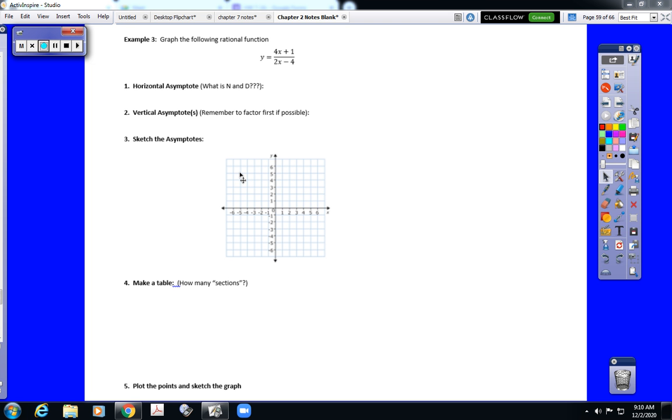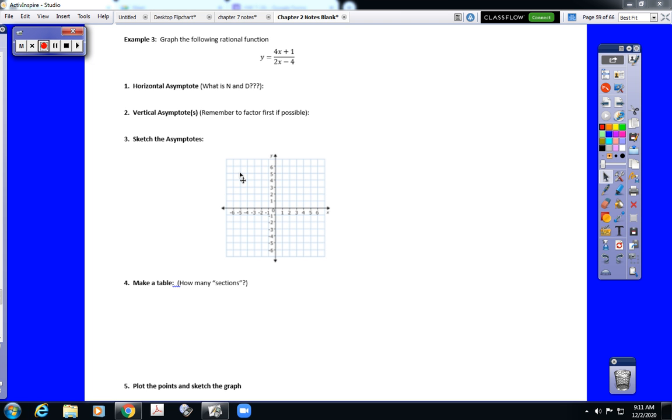In the first video of the three for this particular set of notes, we talked about how to find vertical and horizontal asymptotes for a graph. Now we're going to actually graph. So here we're going to graph the rational function y equals (4x plus 1) over (2x minus 4).